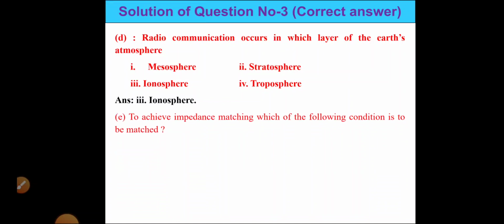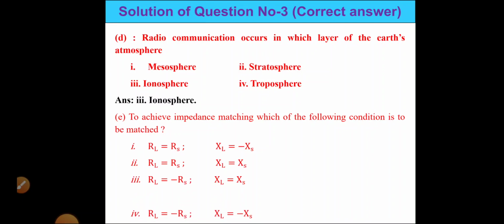To achieve impedance matching, which of the following conditions is matched? XL equal to RS, XL equal to minus XS; RL equal to RS, XL equal to XS; RL equal to minus RS, XL equal to XS; RL equal to minus RS, XL equal to minus XL. So the second option is correct, that is RL equal to RS and XL equal to XS. So option 2 is the right answer.